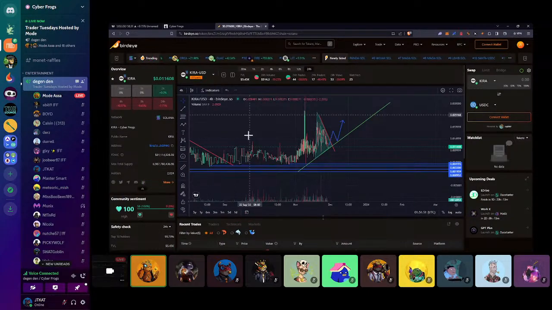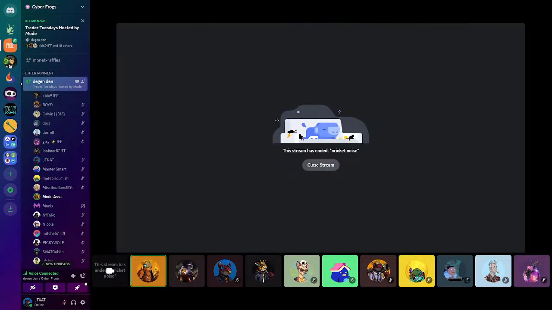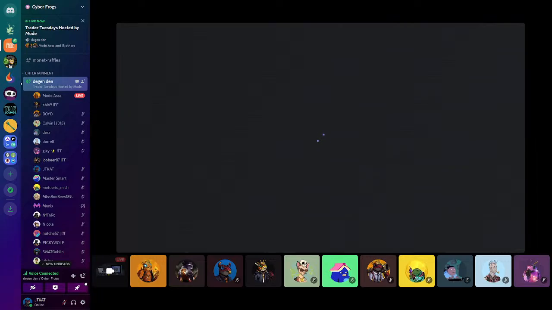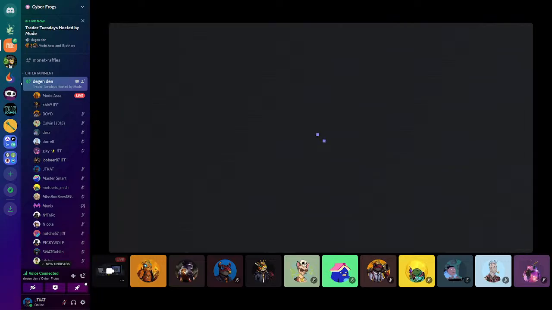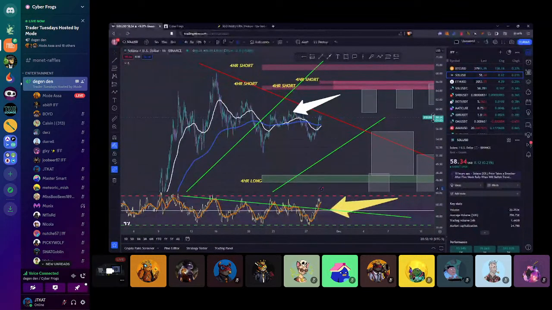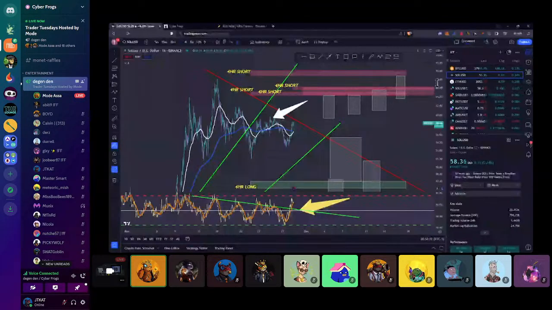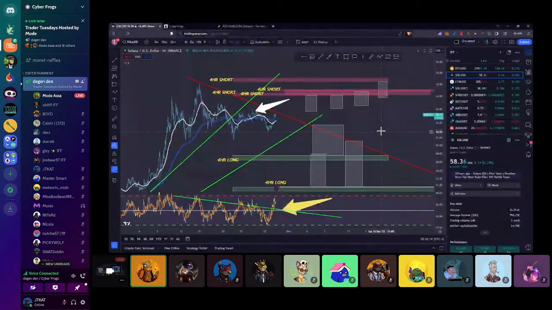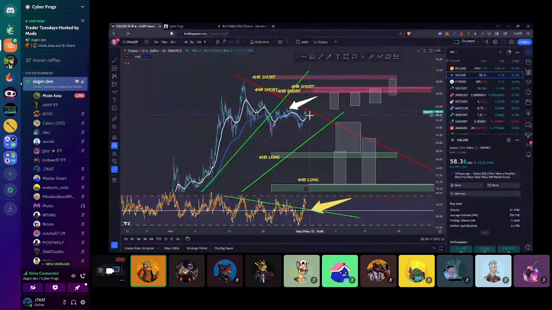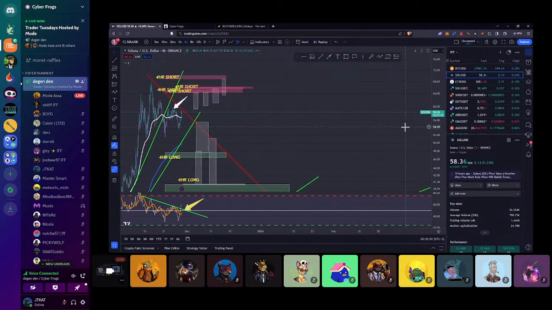Cool. I appreciate everybody. I will be posting this SOL chart, and kind of just a recap of where we left off, and we're looking to see, do we? Oh, that's 1 hour, not 4 hours. That's why. Okay.